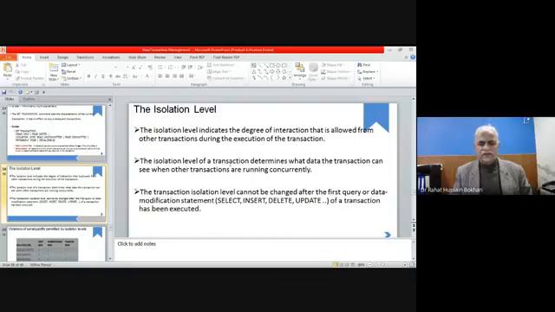The isolation level of a transaction determines what data the transaction can see when other transactions are running concurrently. If those transactions are running simultaneously, the isolation level basically determines what data the transaction can see. The transaction isolation level cannot be changed after the first query or data modification statement. If these statements are carried out, the isolation level cannot be changed.